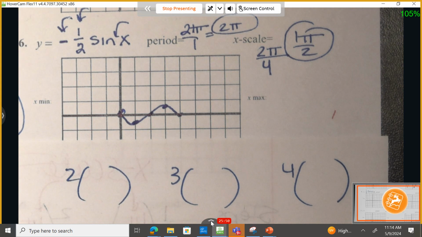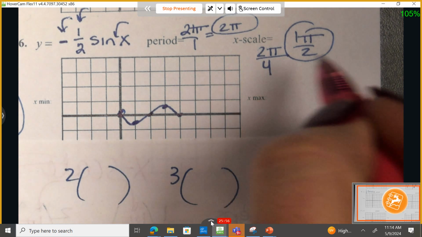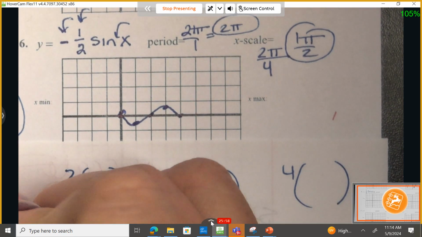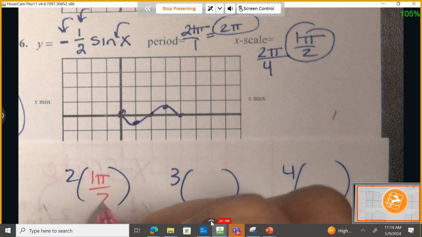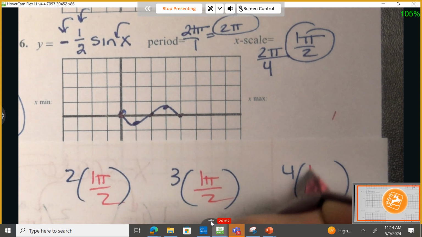Okay, what goes into these positions? Because that was confusing for other students. What goes into the parentheses? Anybody? It's always the x scale. So 1 pi over 2, 1 pi over 2, 1 pi over 2, 1 pi over 2.